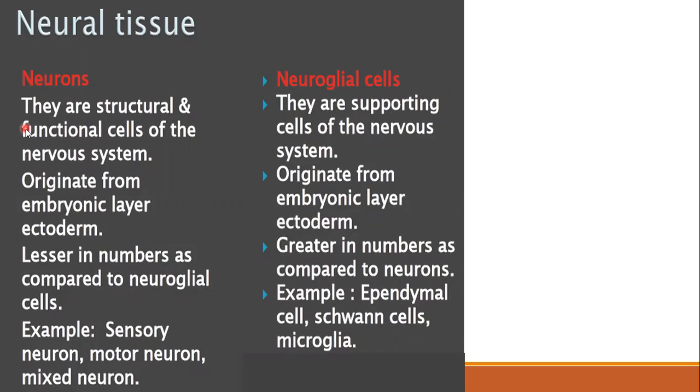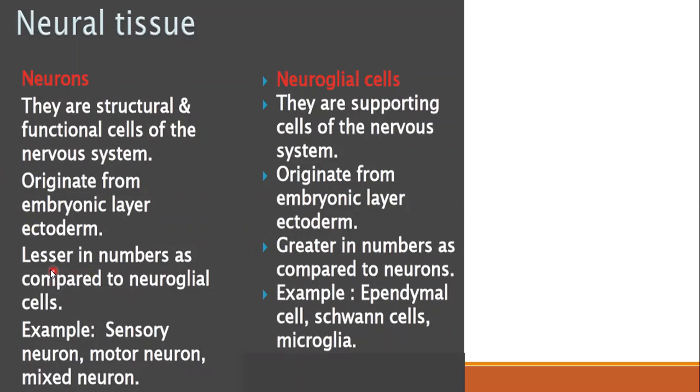What are neurons? Neurons are the structural and functional cells of the nervous system, and supporting these neurons are neuroglial cells. The number of neuroglial cells are always more than that of neurons. The similarity in these two is their origin is from ectoderm. दोनों का origin ectoderm से है. So this is a similarity which you can see in neurons and neuroglial cells.